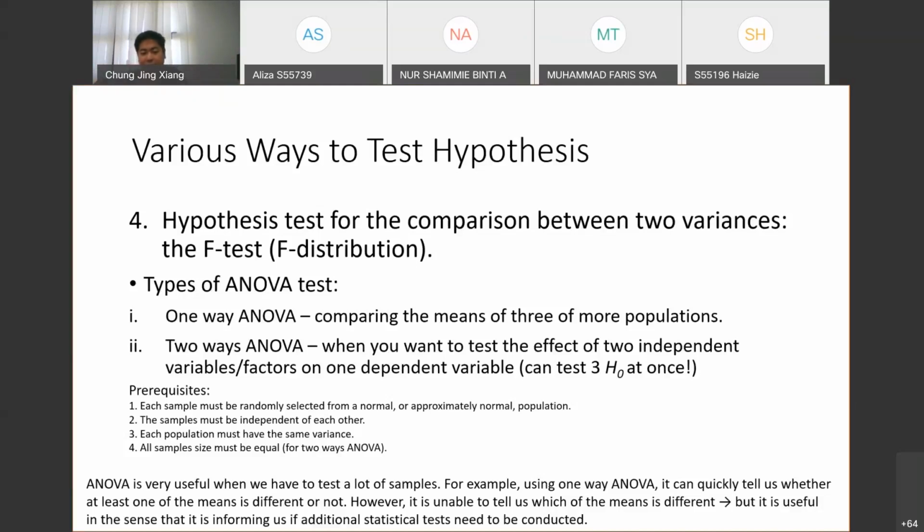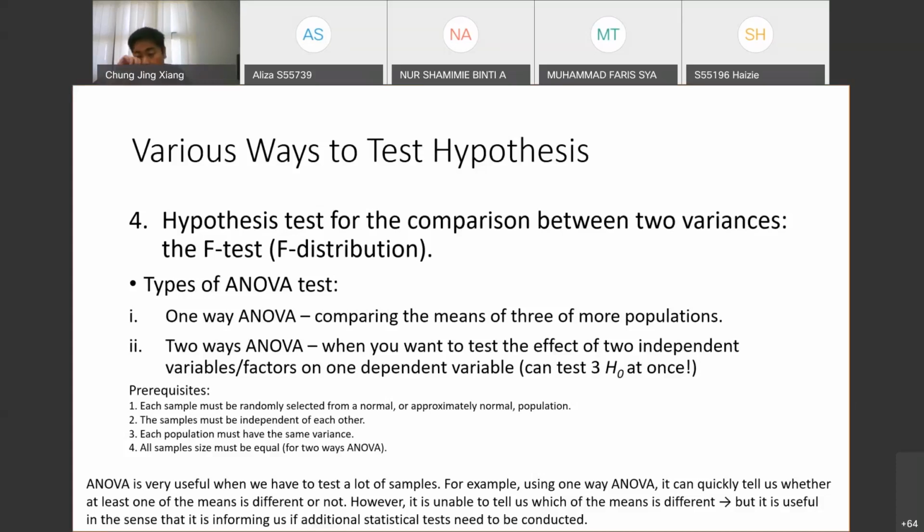But let's say ANOVA tells you that at least one of them is different. So no choice. You have to do further analysis to find which one is actually different. And for two-way ANOVA, I'm not sure. For me, I think we will seldom use it in our case. The one we use most is the one-way ANOVA.